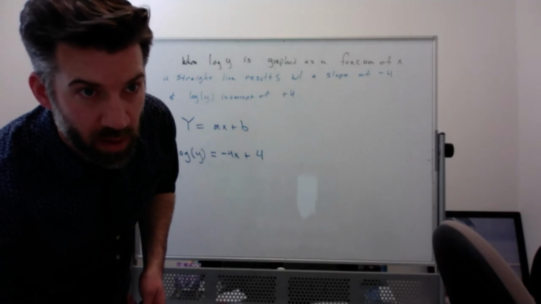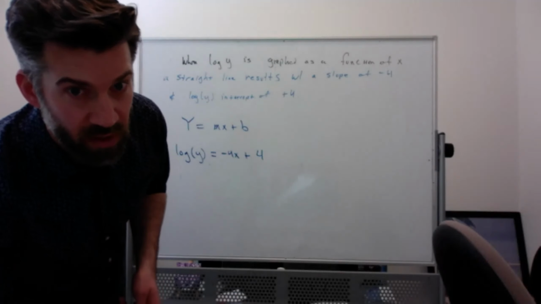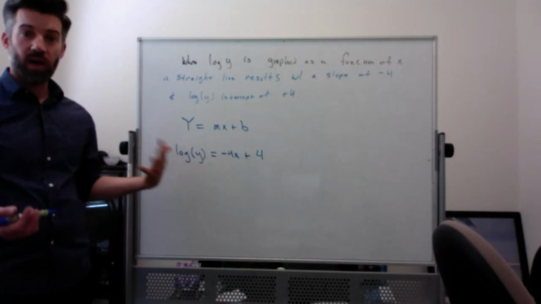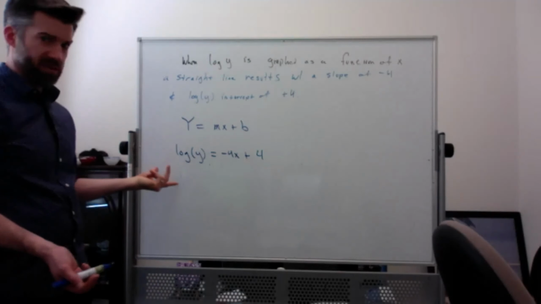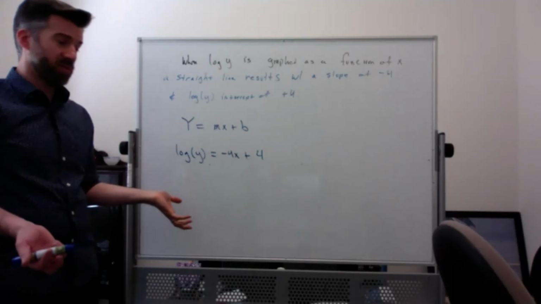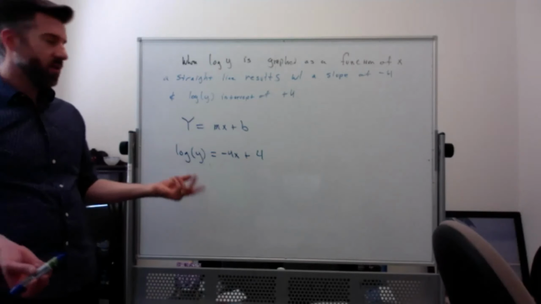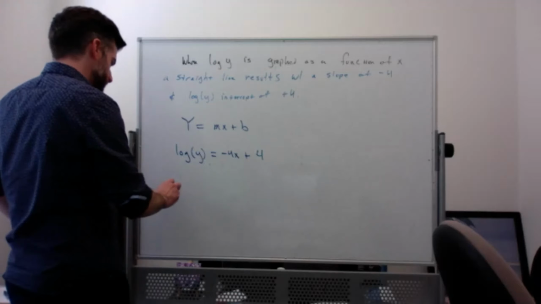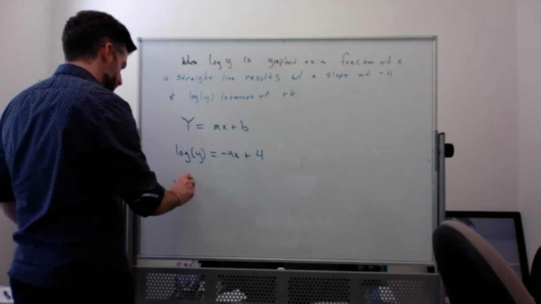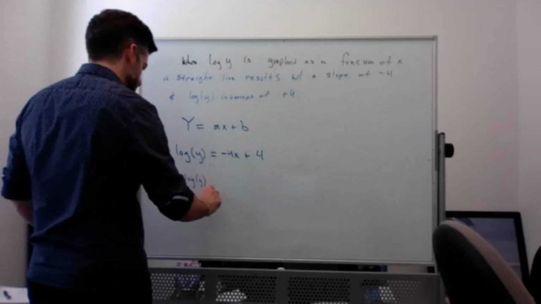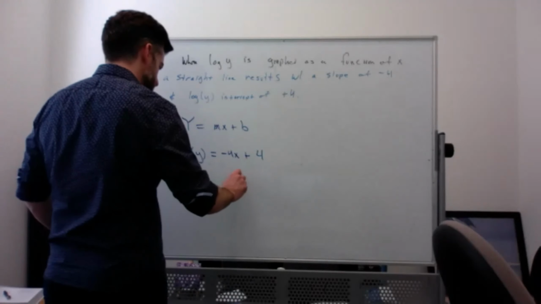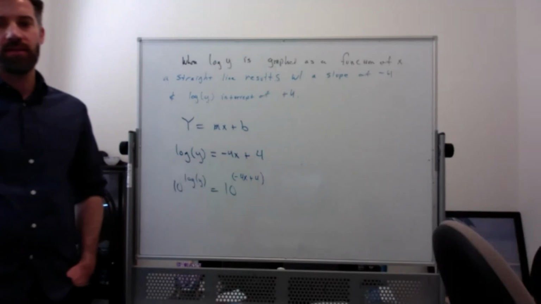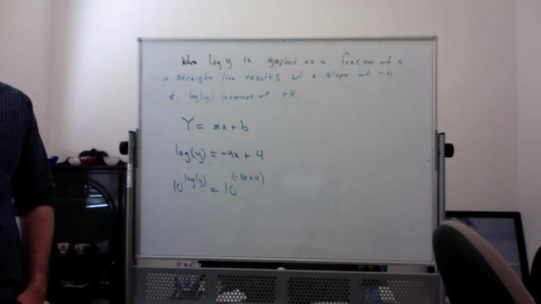So the question is, what's the actual relationship, not between log of y and x, but between y and x? So what we're going to do is we're just going to solve for y. The way we're going to do this is we're going to write both sides as powers of 10. So this is going to become 10 to the log of y equal to 10 to the -4x plus 4. Now, why would we do that? Well, what's 10 to the log of y?